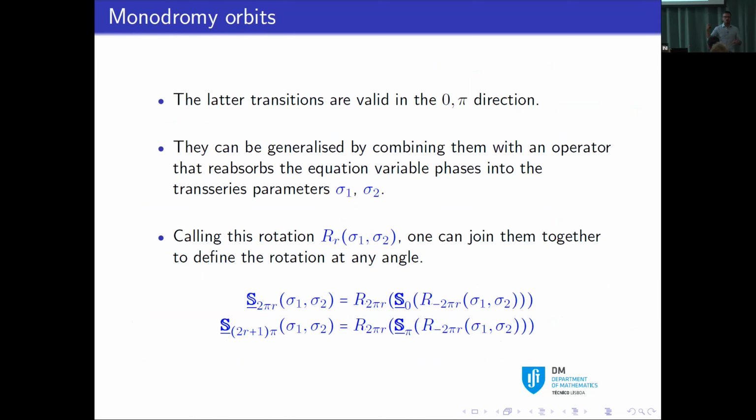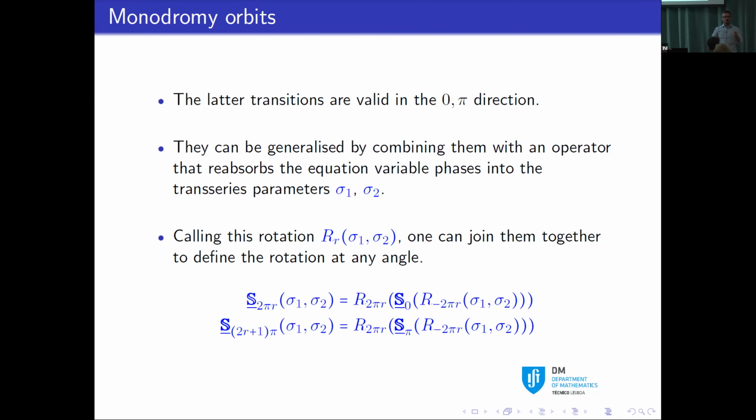So I've told you that the latter transitions are valid in the 0 or pi direction. But now we want to be able to go around any way on the Borel plane, which means going in this Riemann sheet either up or down. So we still need to understand the transitions at 3 pi, 4 pi, and so on. And this is very easy, because if we are up on the Riemann sheet, we can go down, rotate our transseries back to the 0 or the pi direction, undergo the Stokes transition, and then go back again to the point where we were. So we can pull the whole transseries down, do our transition, and then pull it up.